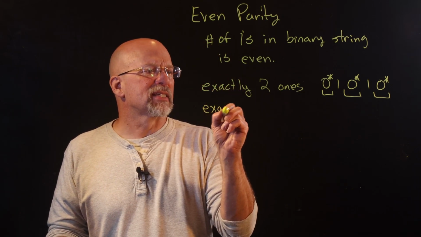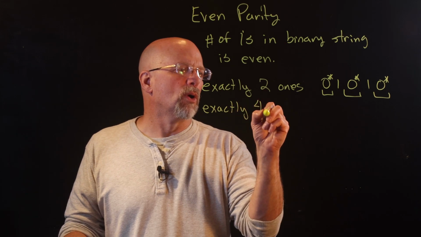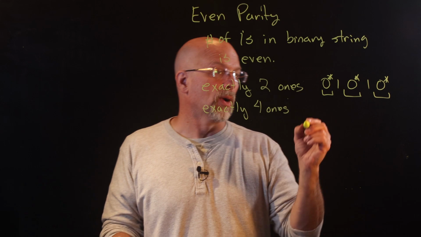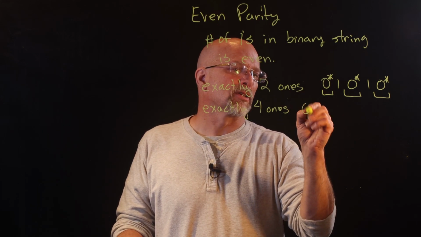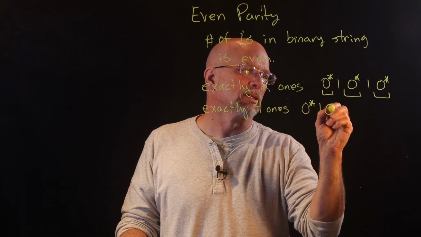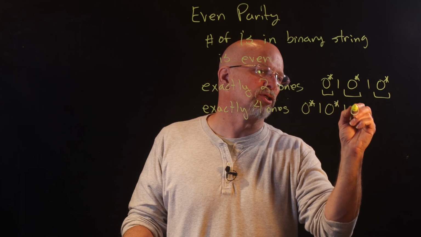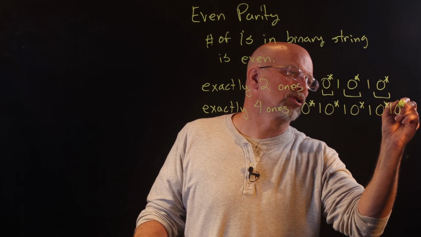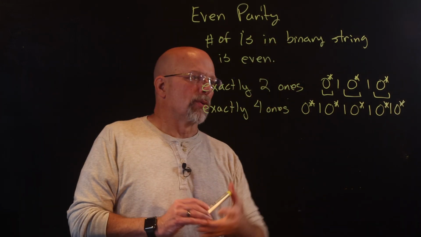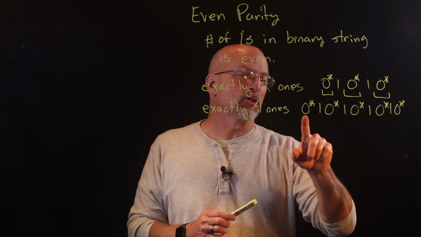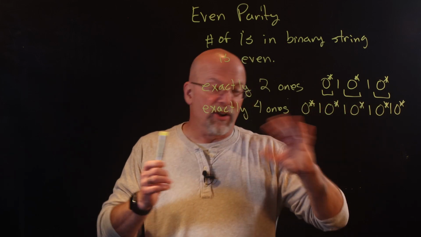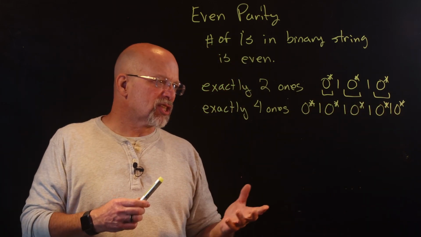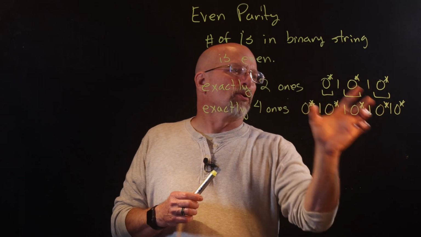Well, what does exactly 4 ones look like? Well, 4 ones is going to give us 0 star 1, 0 star 1, 0 star 1, 0 star 1, 0 star. All right. And so we've got 1, 2, 3, 4 ones with some variable amount of zeros in between those. All right. And 6 ones, you just add another one of these after.